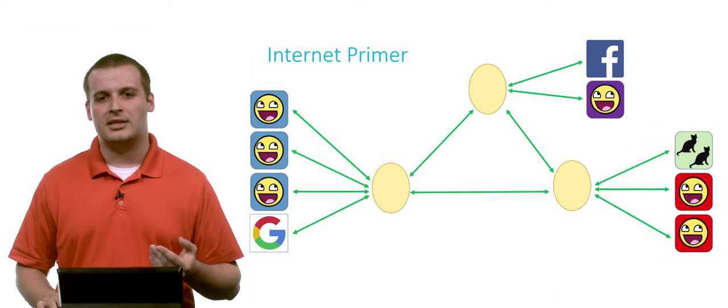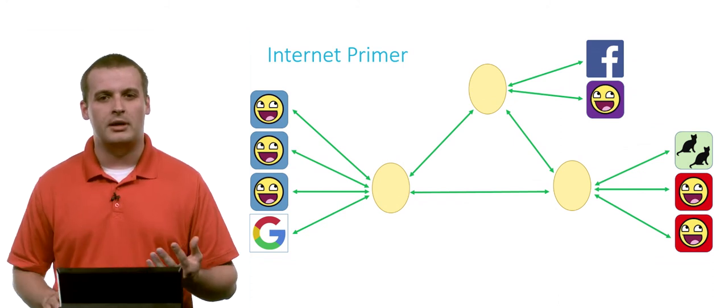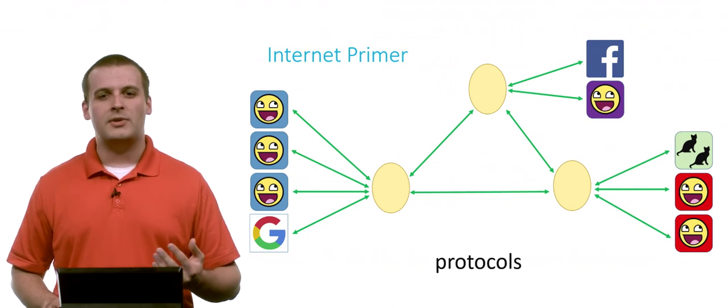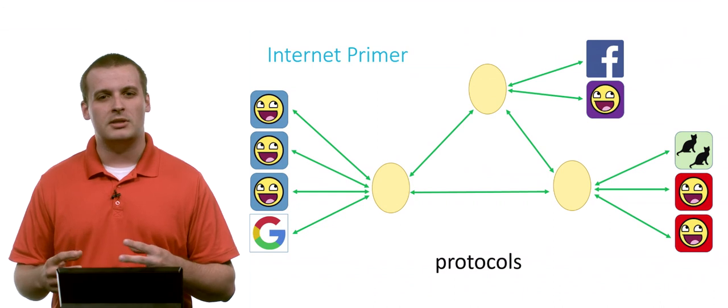But that's not true either, right? This is all a two-way street. Information can flow through networks back and forth. How does it do that? Well, the internet's really a system of protocols, and we're going to start talking about what those protocols are in future videos. But again, the internet is not a separate thing.